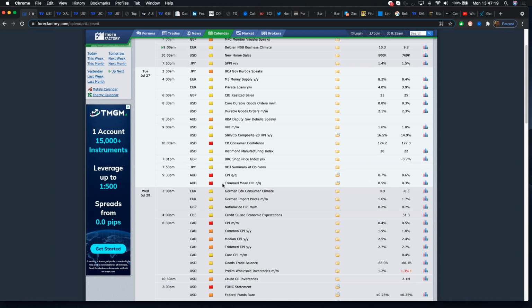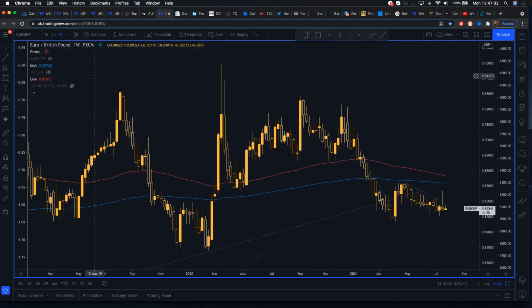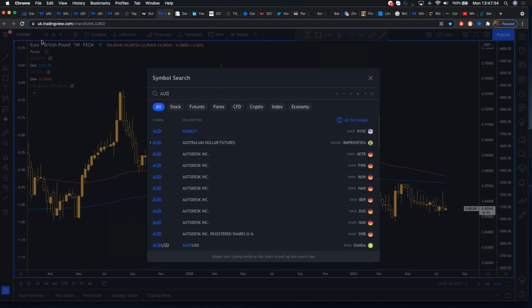CPI could give the Australian dollar a little lift, but expect sellers on any lift higher. So say that CPI comes in high, expect sellers. And a great pair that I would potentially consider suitable for short, and I am short currently, is the Australian dollar, New Zealand dollar pair.